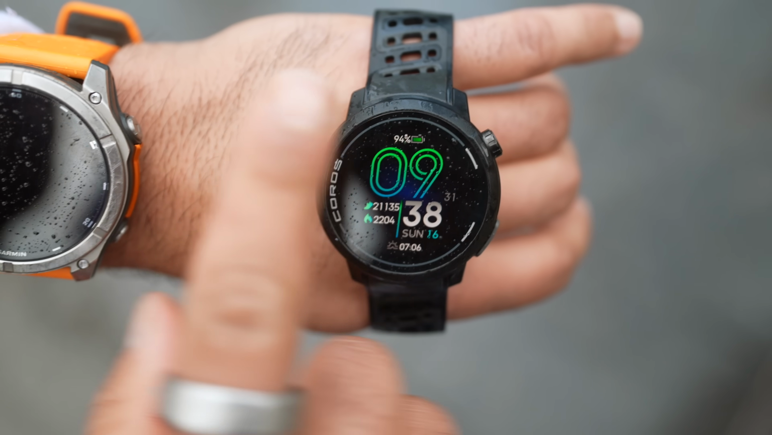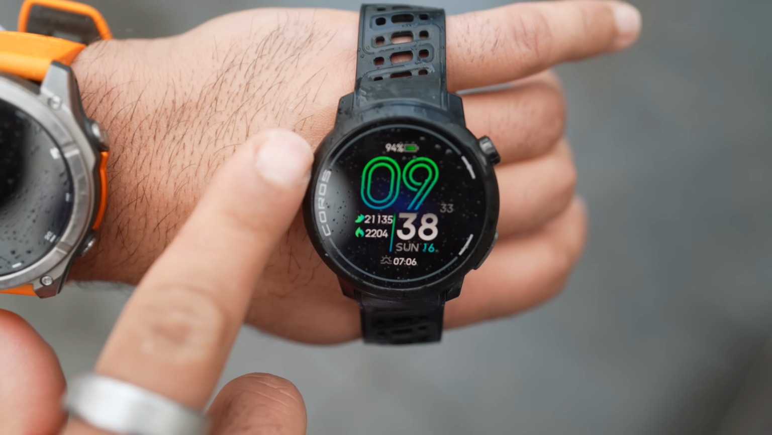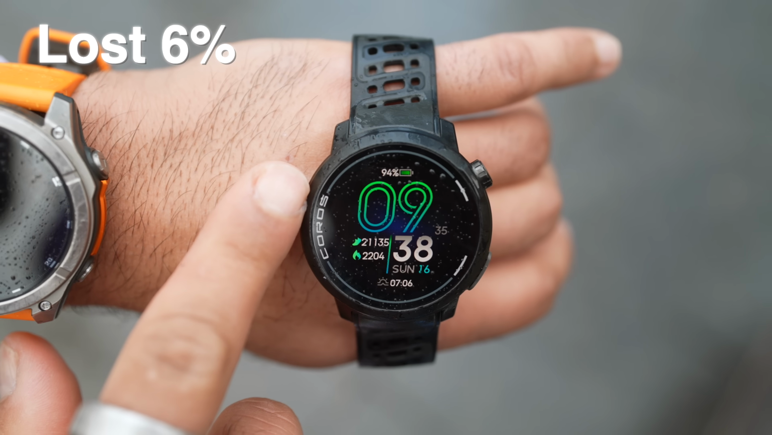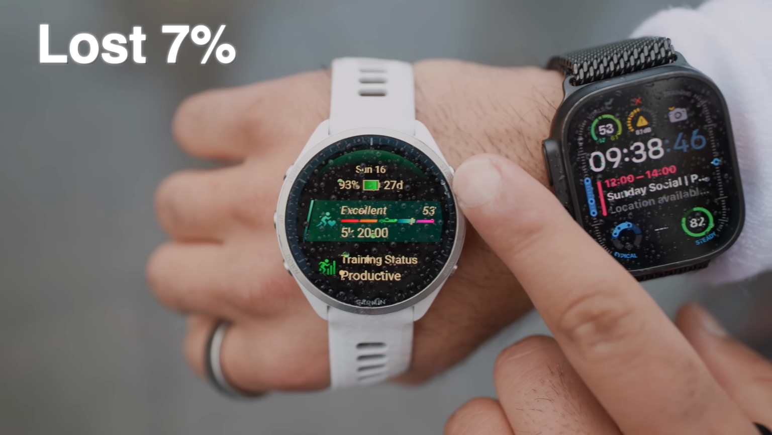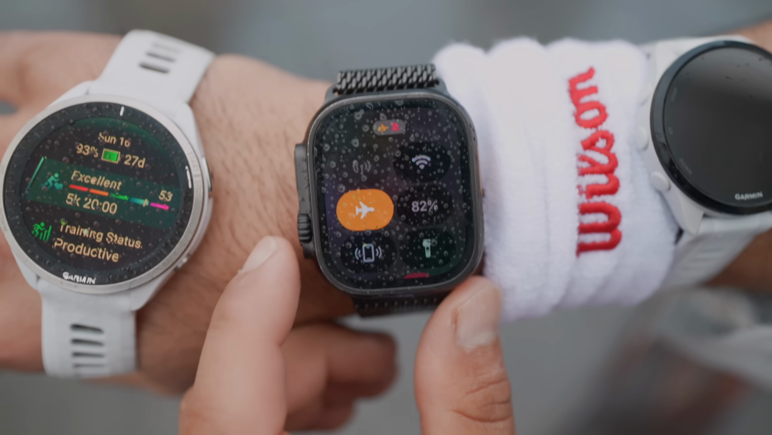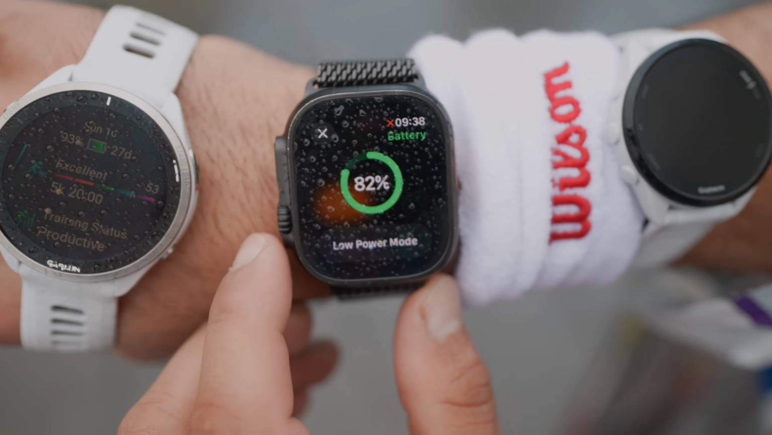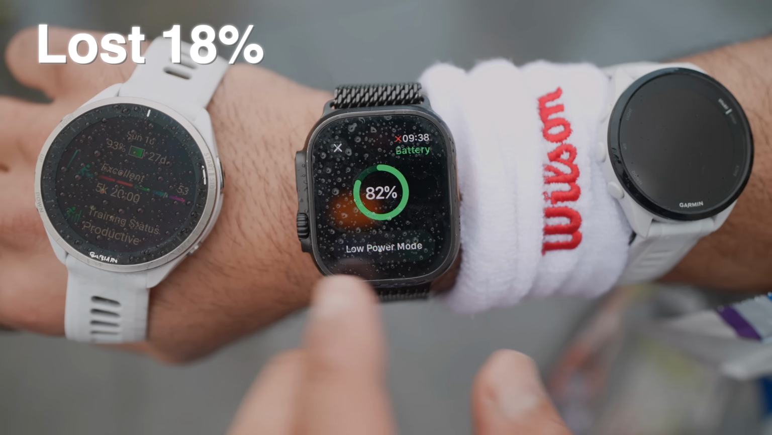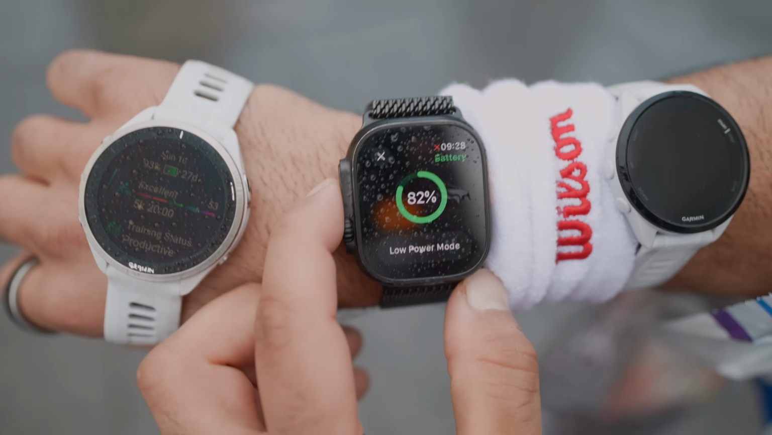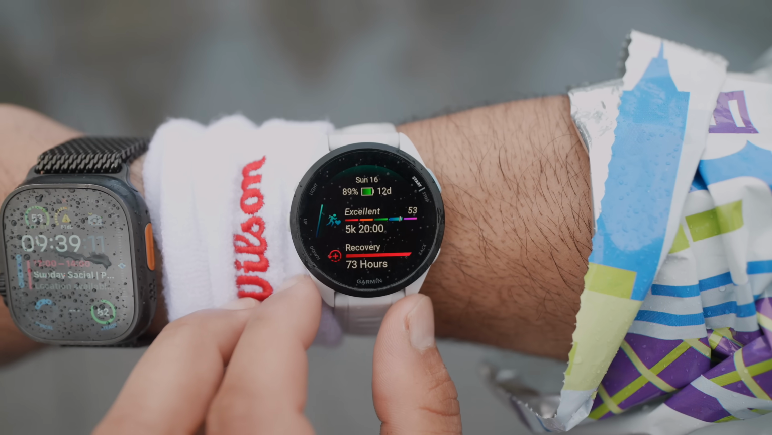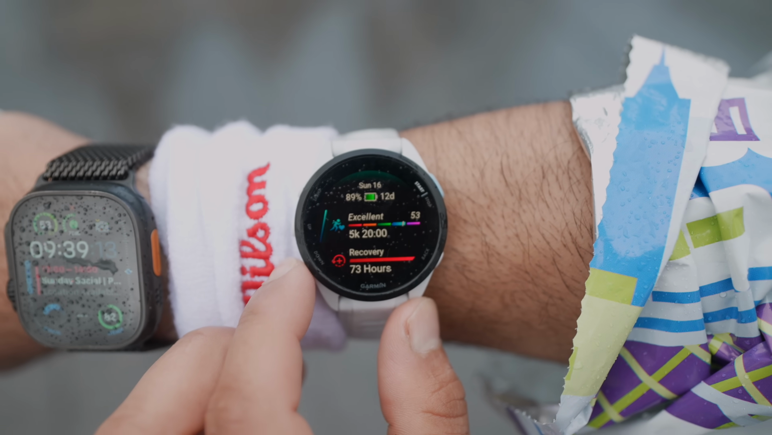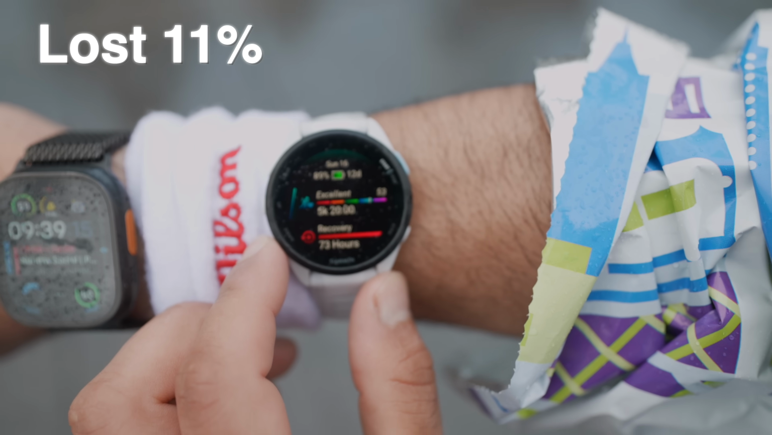COROS Pace Pro, 94%, so we lost 6% on the COROS Pace Pro. Garmin 965, we lost 7%, 7% on the Garmin 965. Apple Watch Ultra, we lost 18% on the Apple Watch Ultra 2 with it on airplane mode. Garmin 165, we got 89%. Garmin 165 lost 11% of battery on a half marathon.